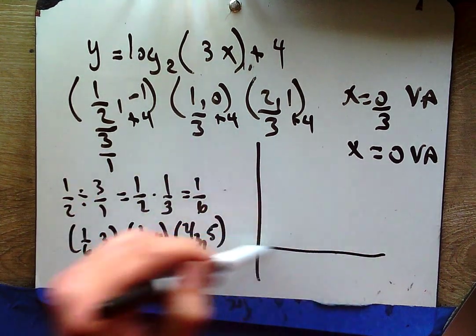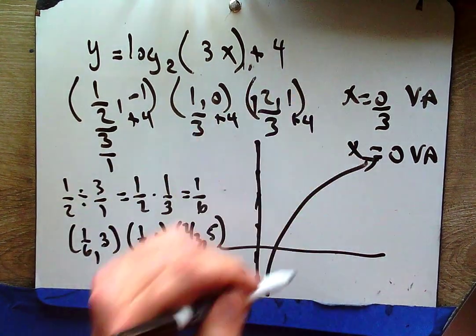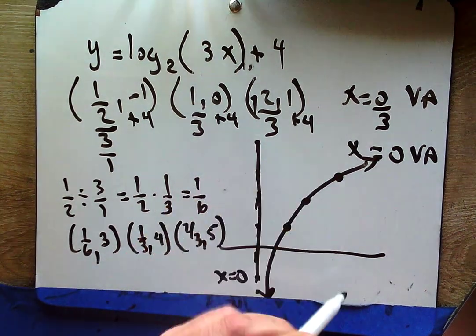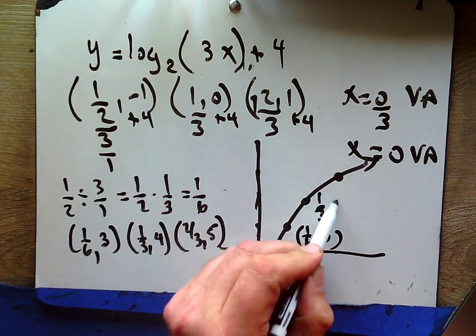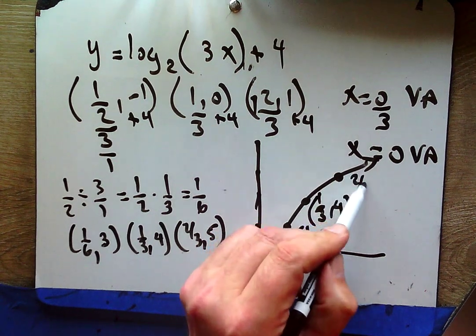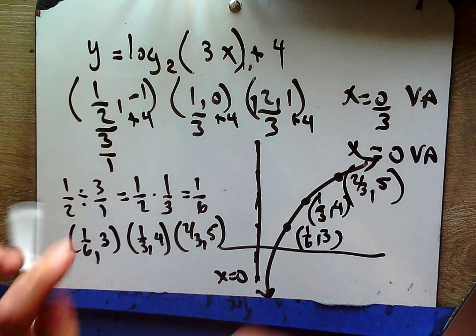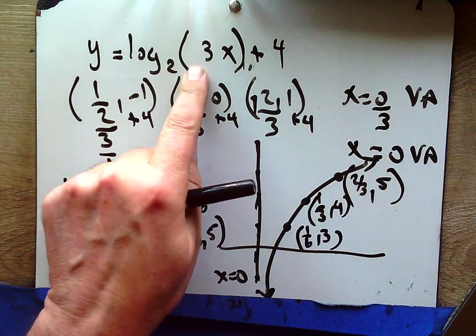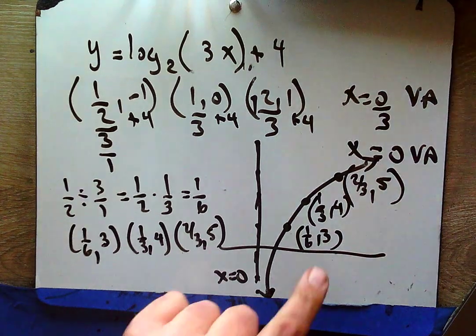So my graph still has a vertical asymptote here at x equals 0, still has that characteristic shape. These y values are all positive, so I'm just going to put them here. 1/6, 3; 1/3, 4; and 2/3, 5. Ta-da! All right, this compresses horizontally our reference graph by a factor of 3, and this shifts our graph up 4 places, which is why these y values are bigger than we're accustomed to.